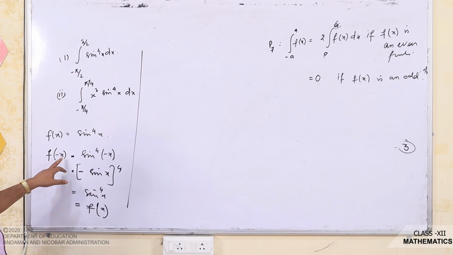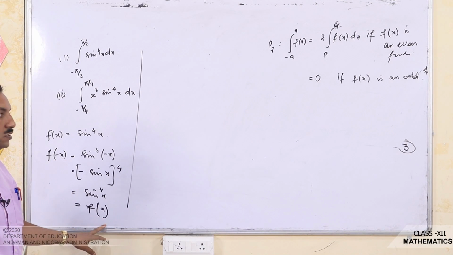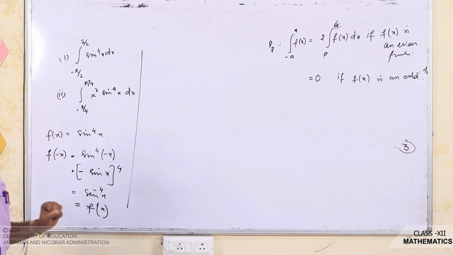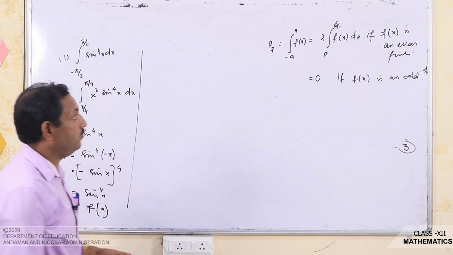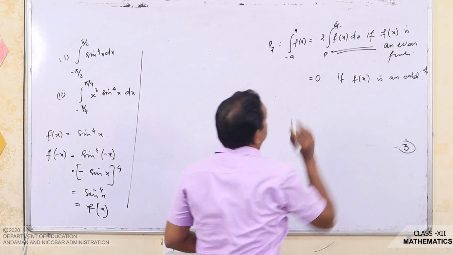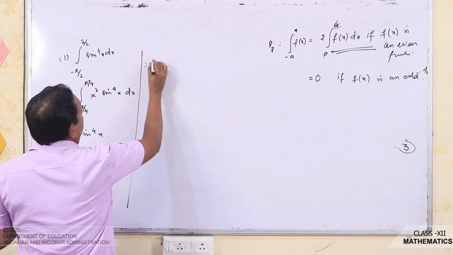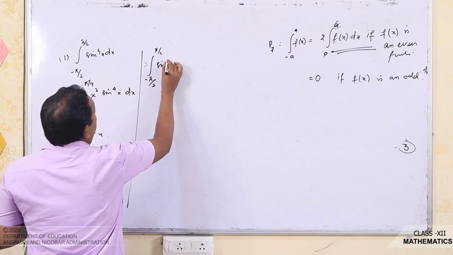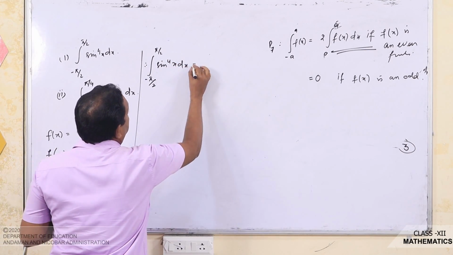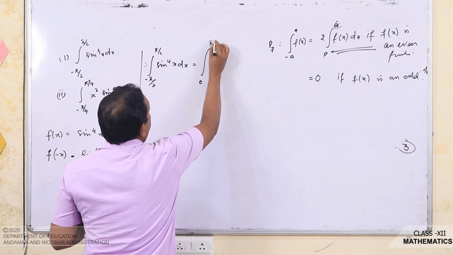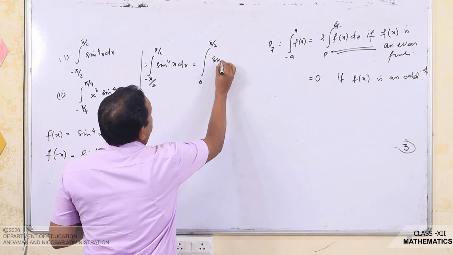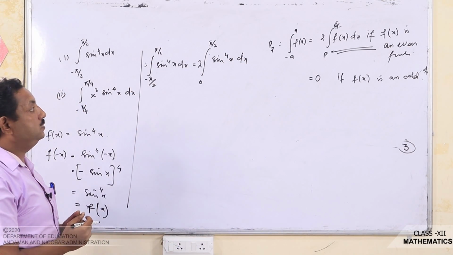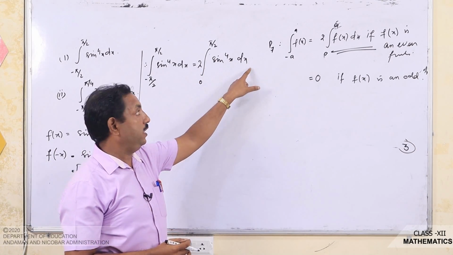That means f of minus x is equal to f of x, that shows that this is an even function. So, it is an even function, that means we have to use this property. Therefore, the integral from minus pi by 2 to pi by 2 of sin power 4x dx can be written as 2 times the integral from 0 to pi by 2 of sin power 4x dx.